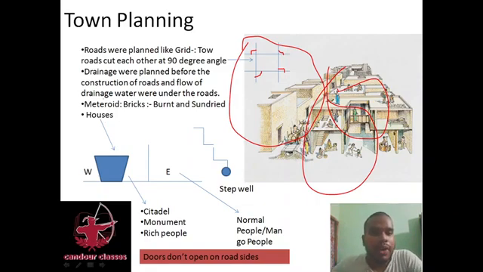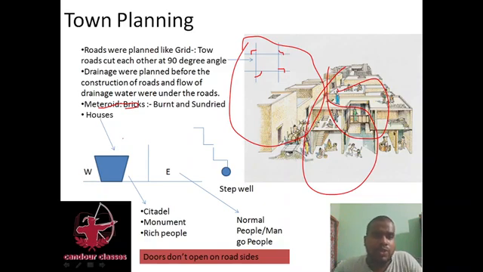Then we'll talk about material. Okay, you can find bricks can be burnt as well as sun-dried. Okay, they were built of bricks. Bricks were dried by the sun, and bricks were also found which were dried by fire.